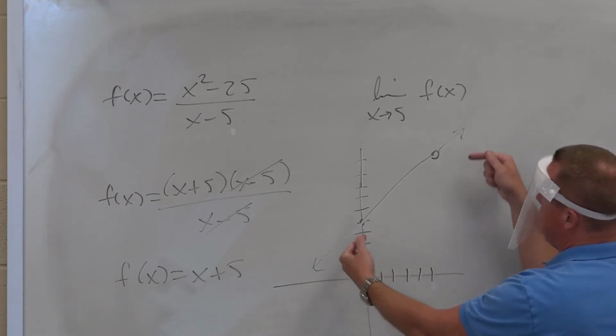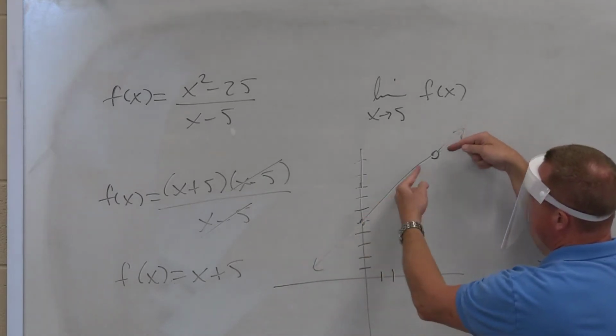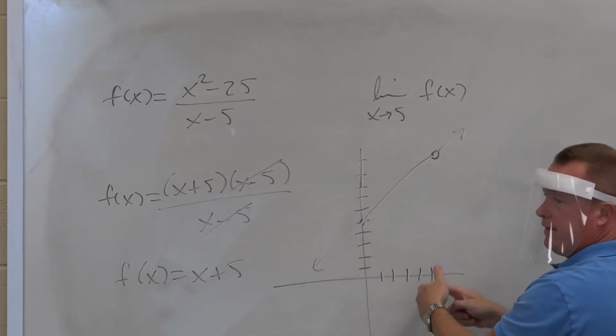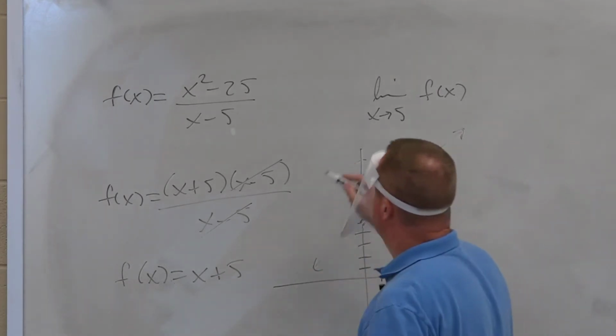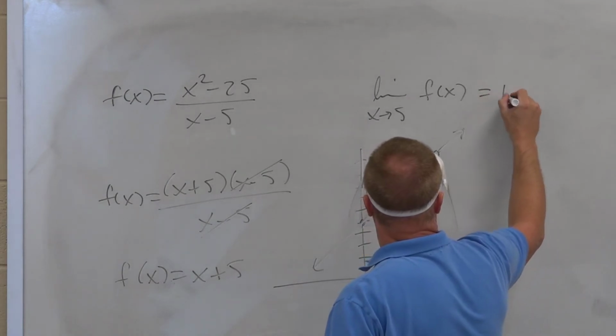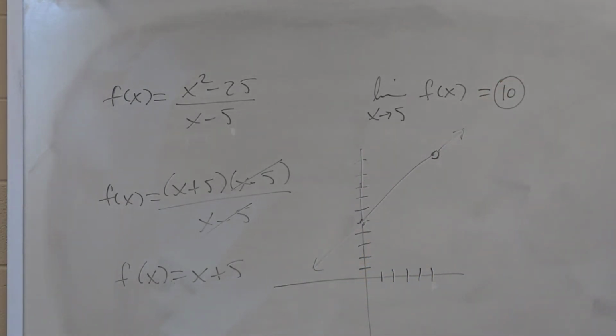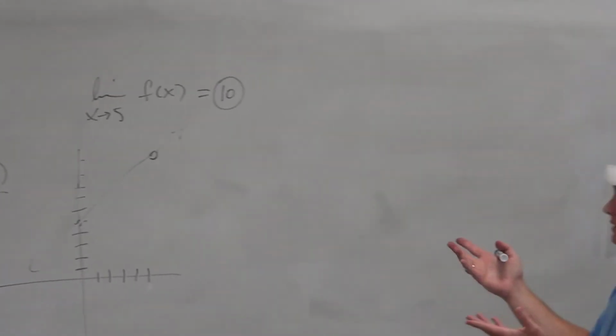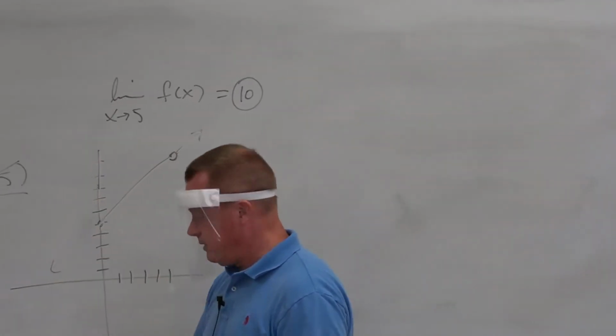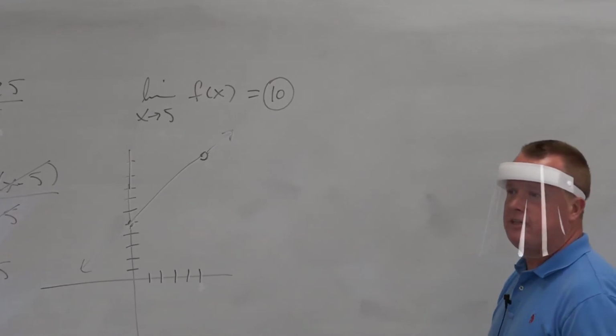10, because the y value is approaching 10 as you go toward 5. So that limit would be 10. All right, everybody follow that? Okay. Now that's exactly what we're going to do in the next section, some is how to do these analytically, but that's what we've got.